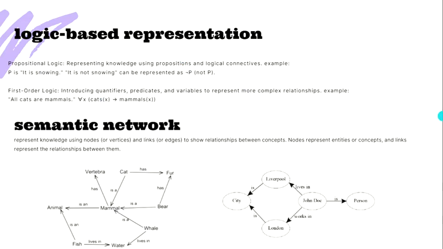Semantic networks represent knowledge using nodes and links to show relationships between concepts. Nodes represent entities or concepts, and links represent the relationships between them. These are the nodes and these are the links.